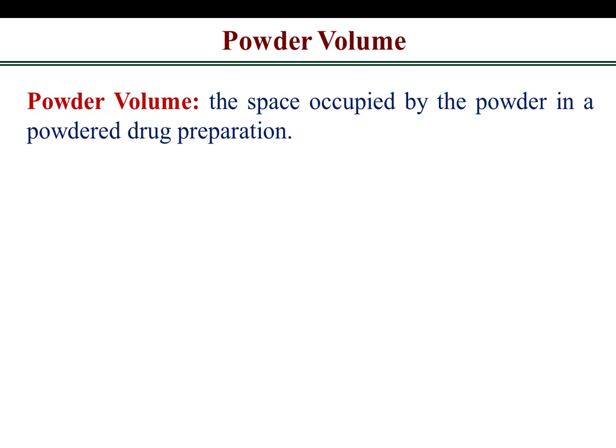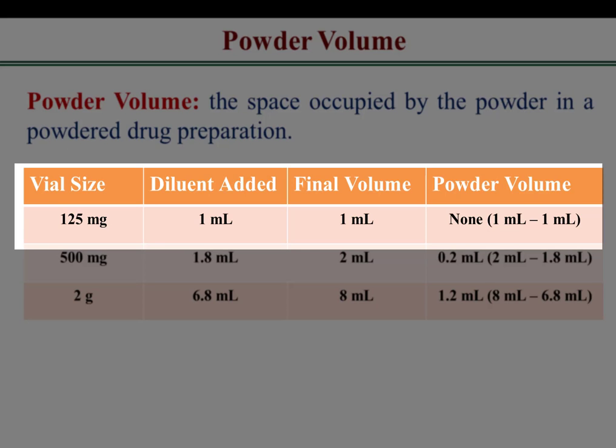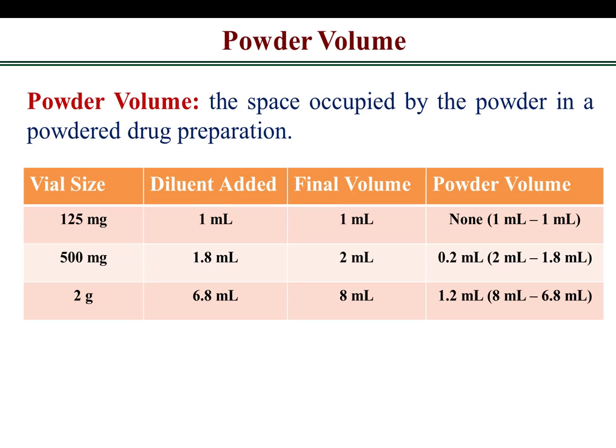There are some instances where you'll find that the powder volume is negligible, so the volume of the diluent will essentially be the same as the final volume. An example is what we see when we look at the vial size 125 milligram in this particular table. The diluent volume was 1 ml, our final volume is 1 ml, and so the contribution from the powder is essentially 0. Now there are several instances where the volume of the powder is not negligible. It contributes a significant amount, so you want to factor that into consideration because it affects your final concentration.